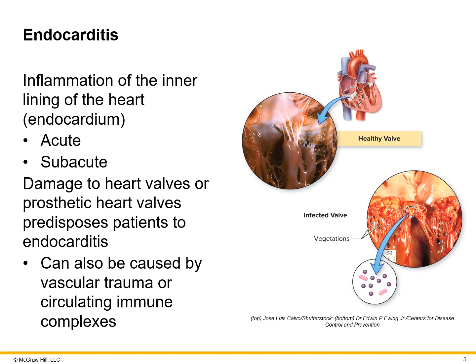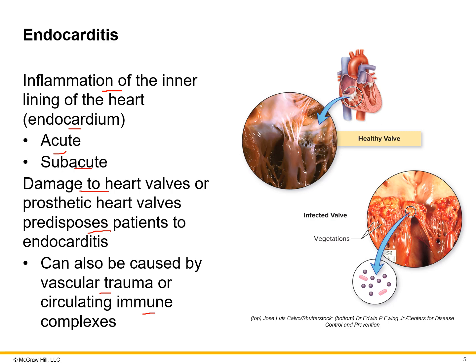All right, so endocarditis is the inflammation of the inner lining of the heart, which is called the endocardium, hence the name endocarditis. And this can present as acute or subacute. We'll talk a little bit more about that in a minute. But actually what's been found is that damage to heart valves, or someone who's received prosthetic heart valves, actually predisposes individuals to endocarditis. And then it also can be caused by vascular trauma or circulating immune complexes.